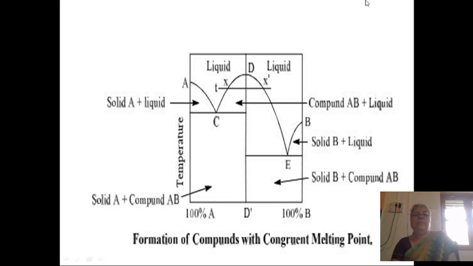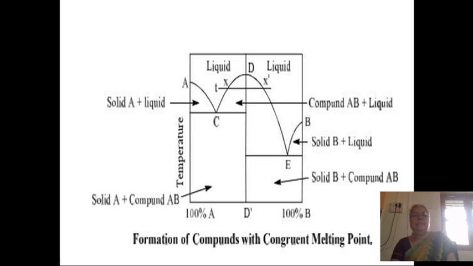Then the area above these points A, C, D, we have a bivariant system. That means we must mention temperature as well as composition of the system. Same is the case here. The area above B, E, D, we have to mention temperature as well as composition. That means the areas are bivariant systems.